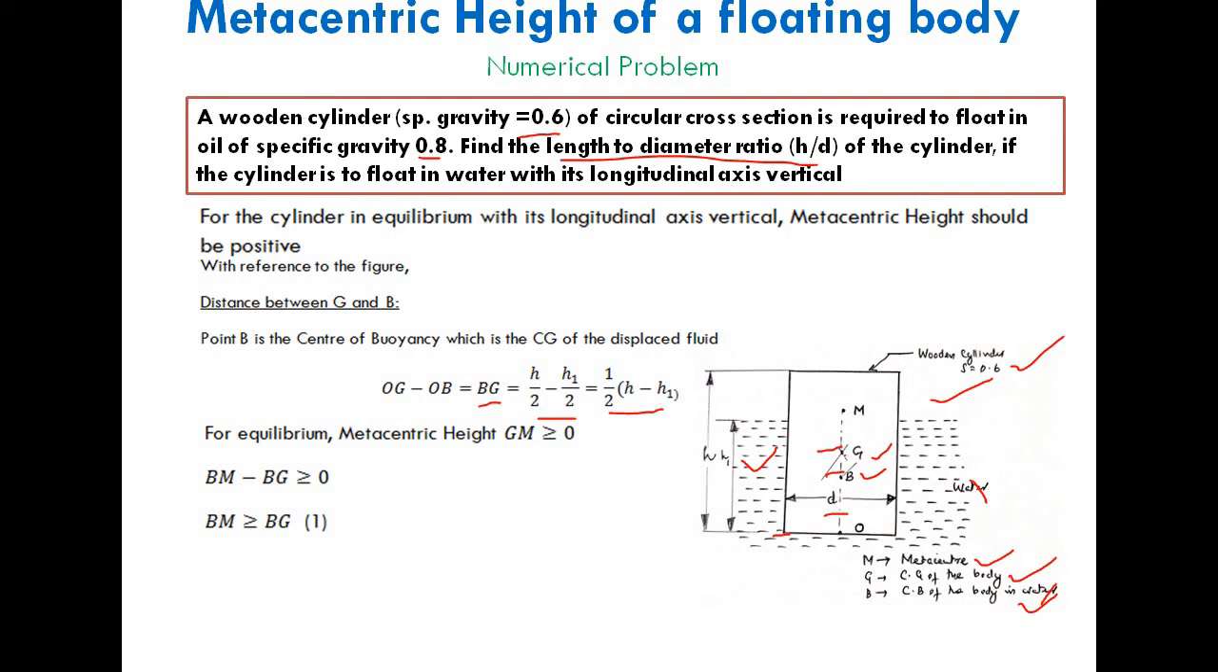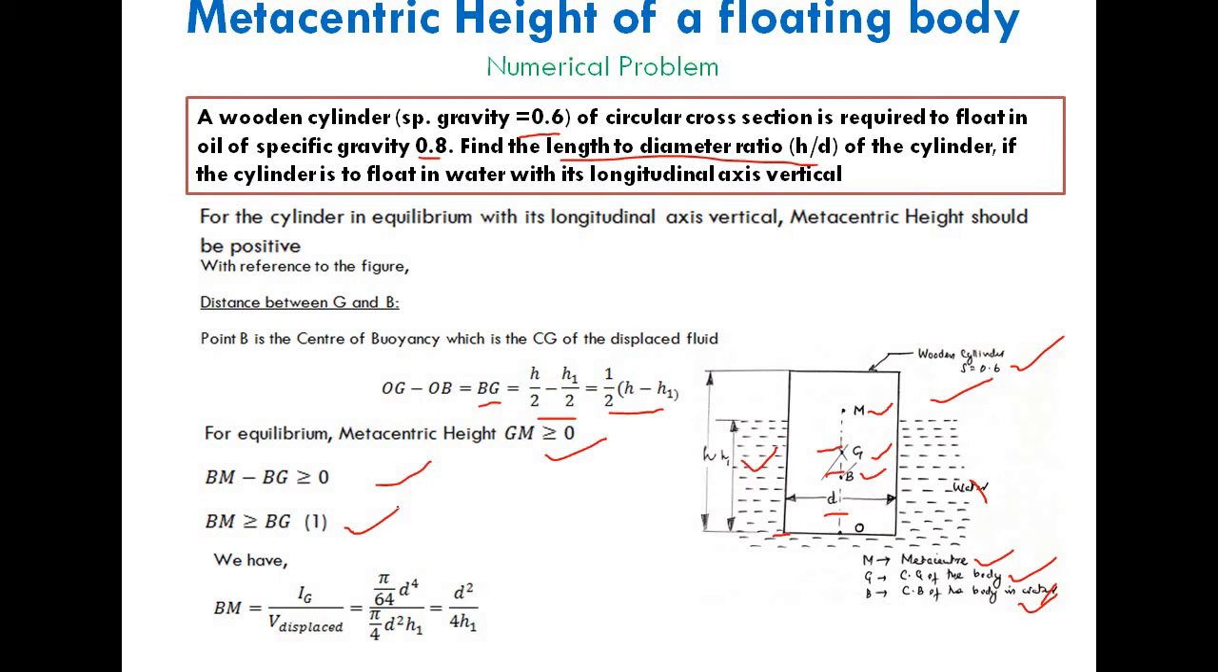What is GM? Vertical distance between center of gravity G and metacentre M. So GM means BM minus BG as per the figure. GM should be positive. That means BM minus BG should be positive, or BM should be greater than or equal to BG. That is equation number 1.